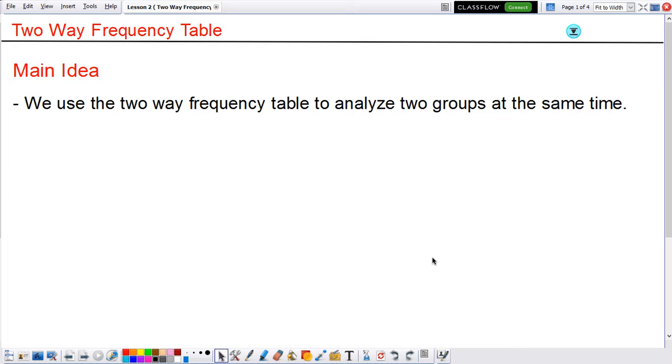Today, we will talk about what is a two-way frequency table. Now, the main idea here is that we will use what is called a two-way frequency table to analyze two groups at the same time. So, when we talk about a two-way frequency table, we're usually going to talk about two groups. Those two groups are going to have something in common, and that is what we're going to be analyzing. So again, the main idea for today is that we will use a two-way frequency table to analyze two groups at the same time. So now let's get started.